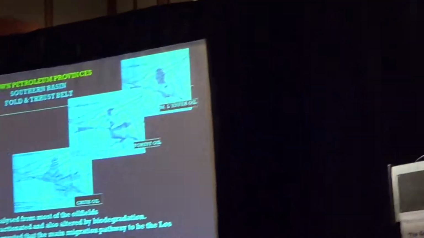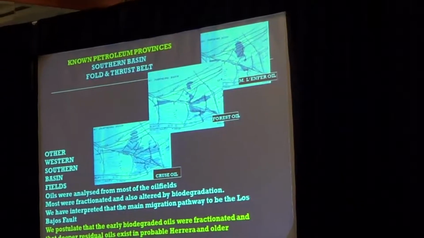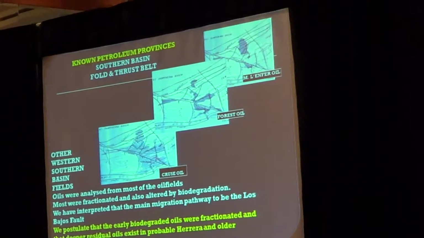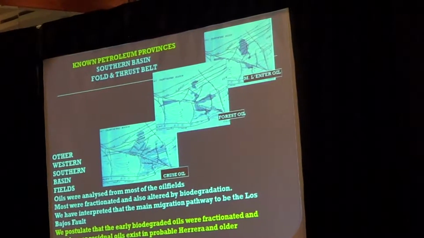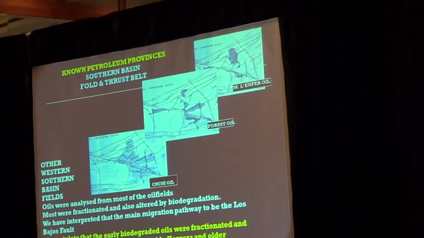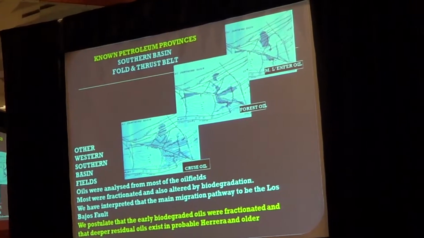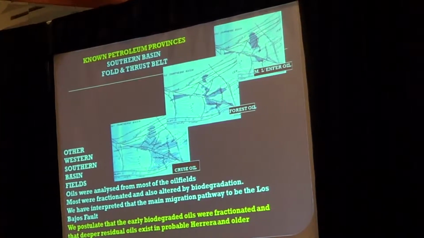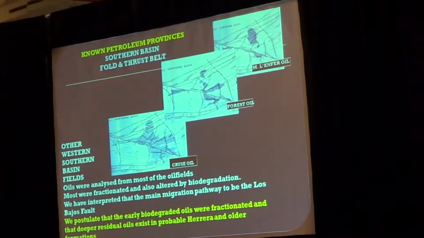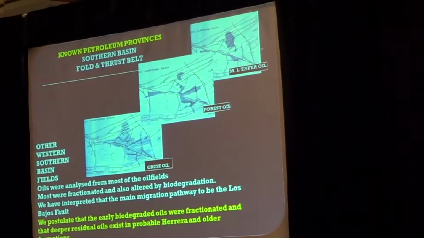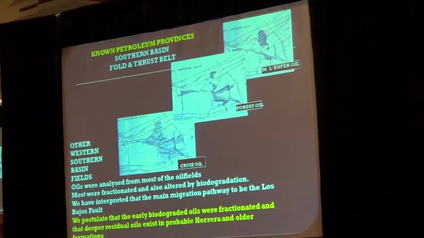In the rest of the Southern Basin, what you're looking at here is Cruz, Forest, and Monarch Fair getting progressively younger. As you can see, this Los Bajos fault acts as a remigration pathway. Most of the remigrated oil is trapped here. Some is leaked up into the Forest, and a lot less is leaked up here into the Monarch Fair. What we're seeing here in the Monarch Fair is obviously a different migration pathway from the Los Bajos fault.